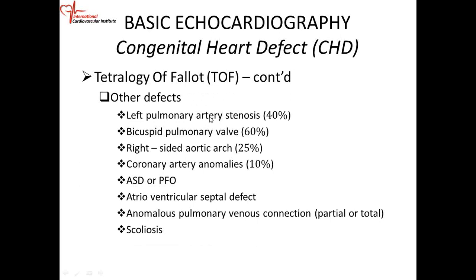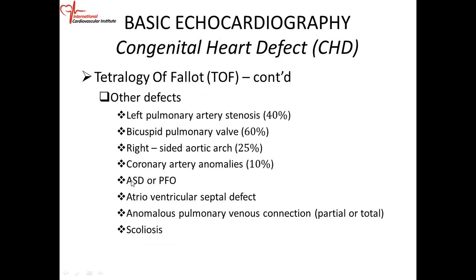So you can get left pulmonary artery stenosis. So that's why sometimes you have to go into the pulmonary trunk and into the branch pulmonary arteries and get your Doppler. You can also get a bicuspid pulmonary valve in about 60% of patients. You can also get a right-sided aortic arch. Also coronary artery abnormalities, ASD or PFO.